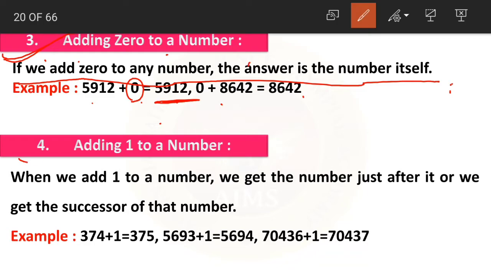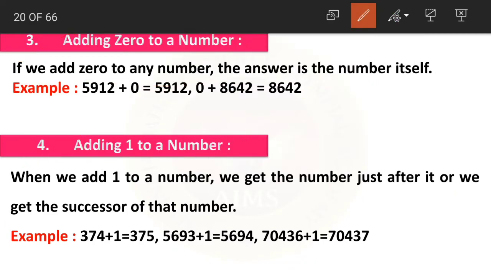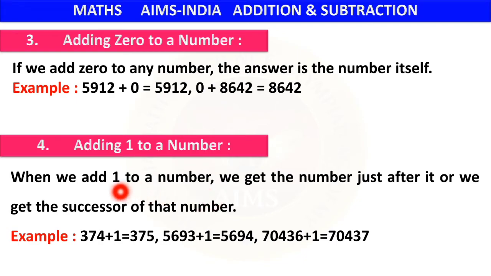Yes, children, now moving on to the fourth one. Adding 1 to a number. When we add 1 to a number, we get the number just after it, or we get the successor of the number. See, what are they saying? When we add 1 to a number, we get the number just after it. Yes, we already know this, right? Or we get the successor. Again, what is successor? Successor is the number that comes after a given number. Yes, the number that just comes after it.